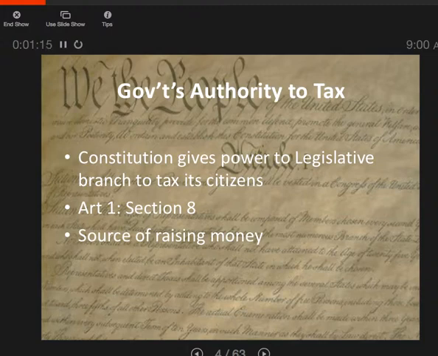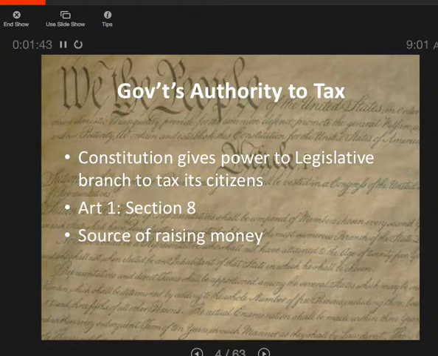Article 1, which only deals with the legislative branch, in Section 8, talks about the ability to raise money, which basically means the ability to tax its citizens and people that are making transactions, buying, selling things in the United States. This was a huge piece in the Constitution because our governing document we used before the Constitution was the Articles of Confederation.